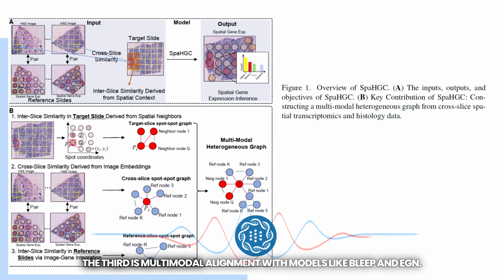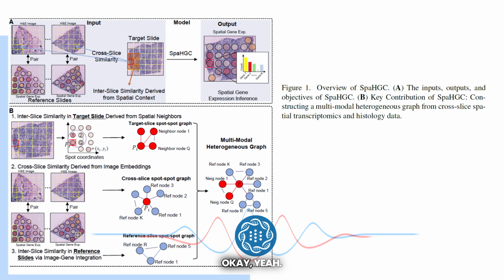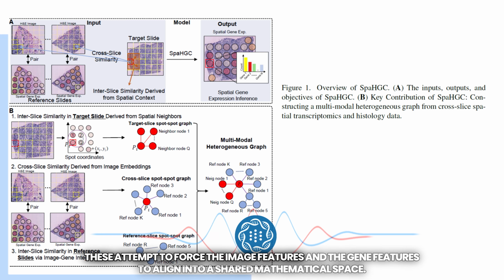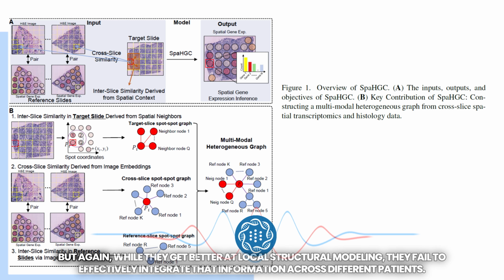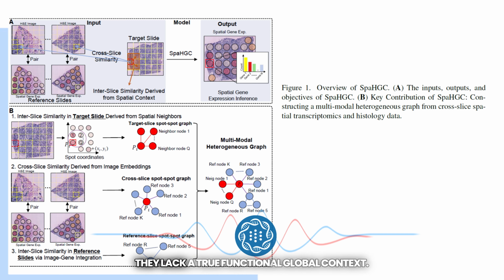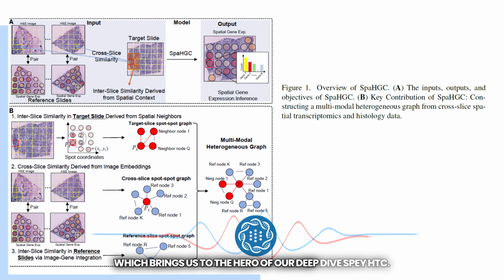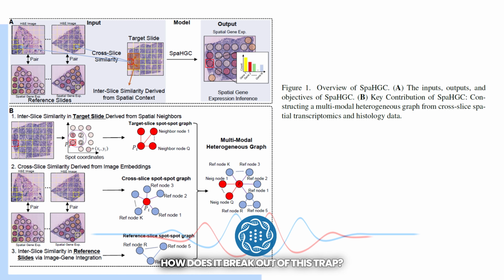The third is multimodal alignment with models like BLEEP and EGN. BLEEP and EGN, okay. These attempt to force the image features and the gene features to align into a shared mathematical space. But again, while they get better at local structural modeling, they fail to effectively integrate that information across different patients. They lack a true, functional, global context. Which brings us to the hero of our deep dive, SpaHGC. Yes. How does it break out of this trap?